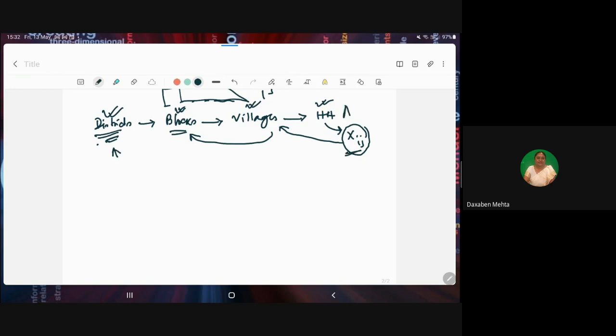Suppose the variable is age. So the district has some specific average age, the blocks have some specific average age, the village has some specific average age, and your data set actually receives one age. So how is this age related with these levels? This is an important question of multivariate.